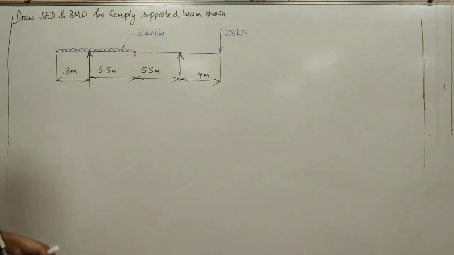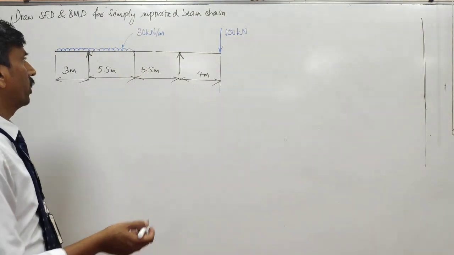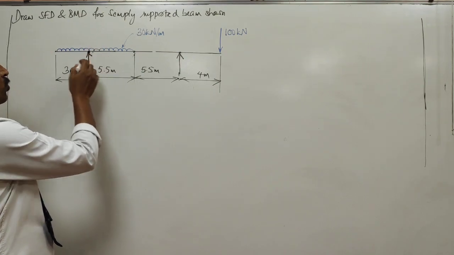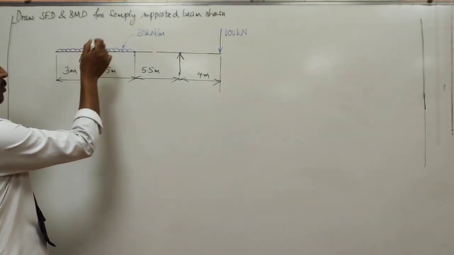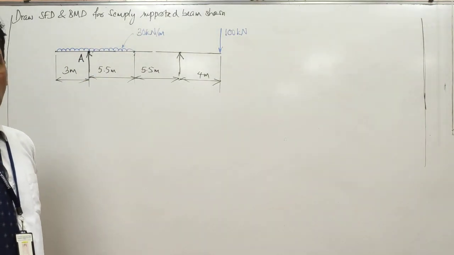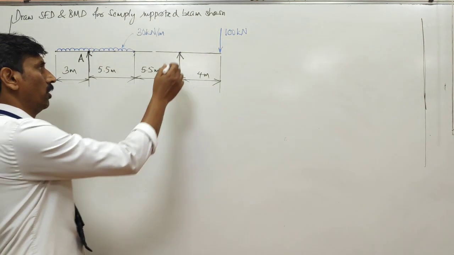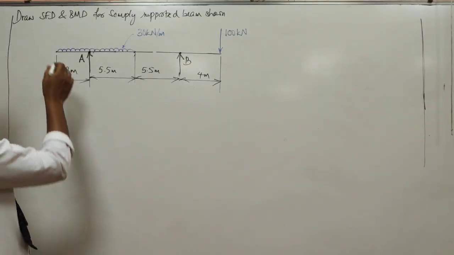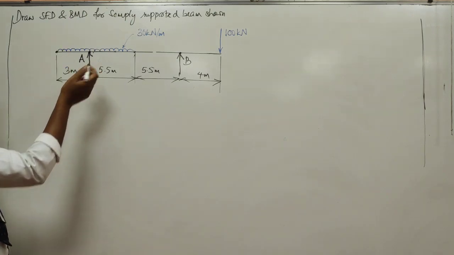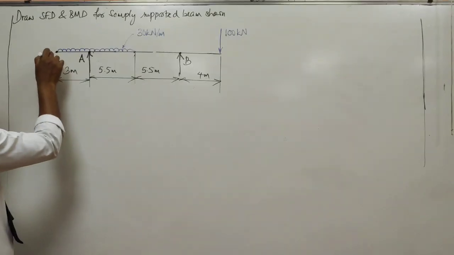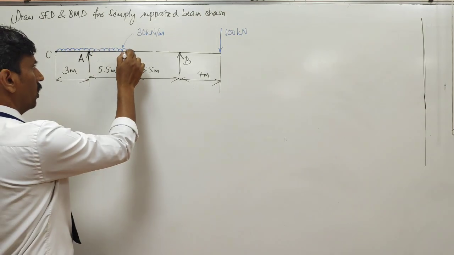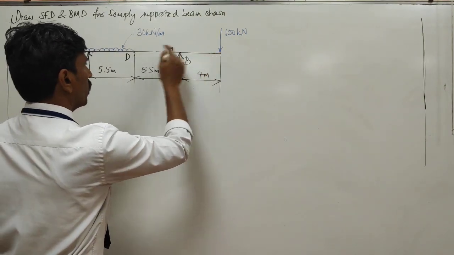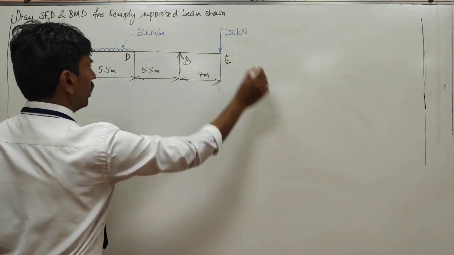Okay. Once you have replaced this, then these are the two supports. First you have to name the salient points. Usually we start with the left side support as A, the right side support as B. Then the other salient points, wherever the load changes, wherever the beam ends, those are the other salient points. So name this as C, D, E.